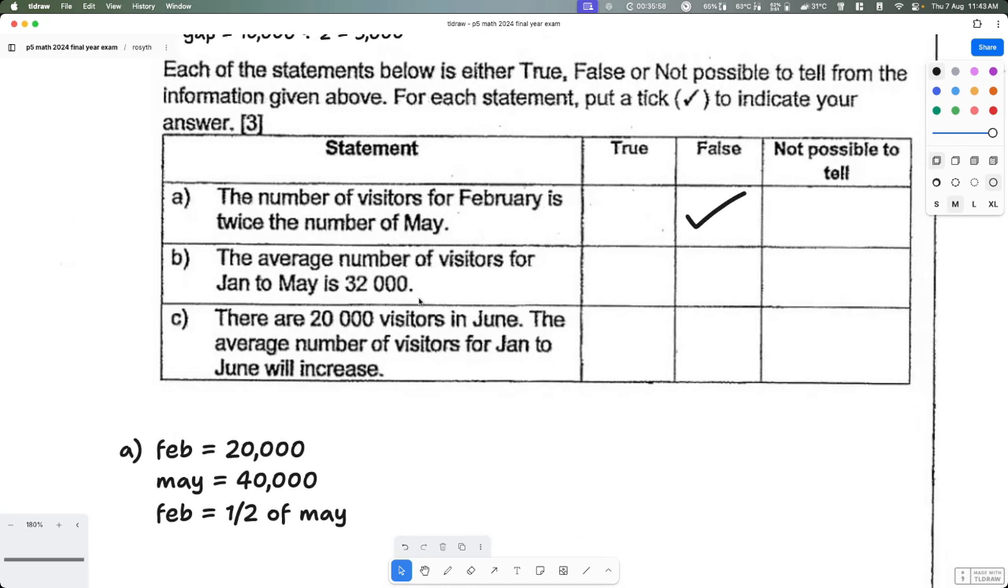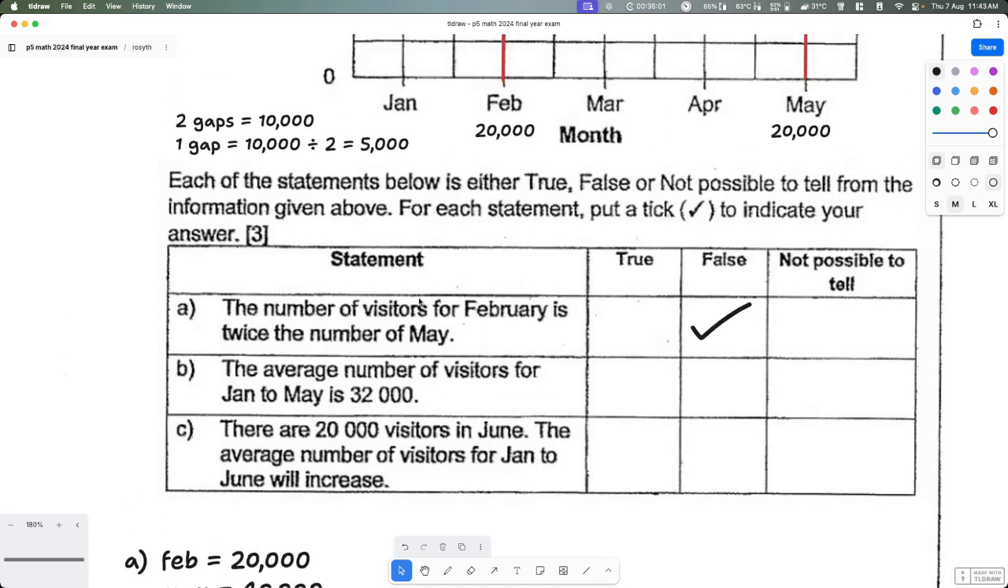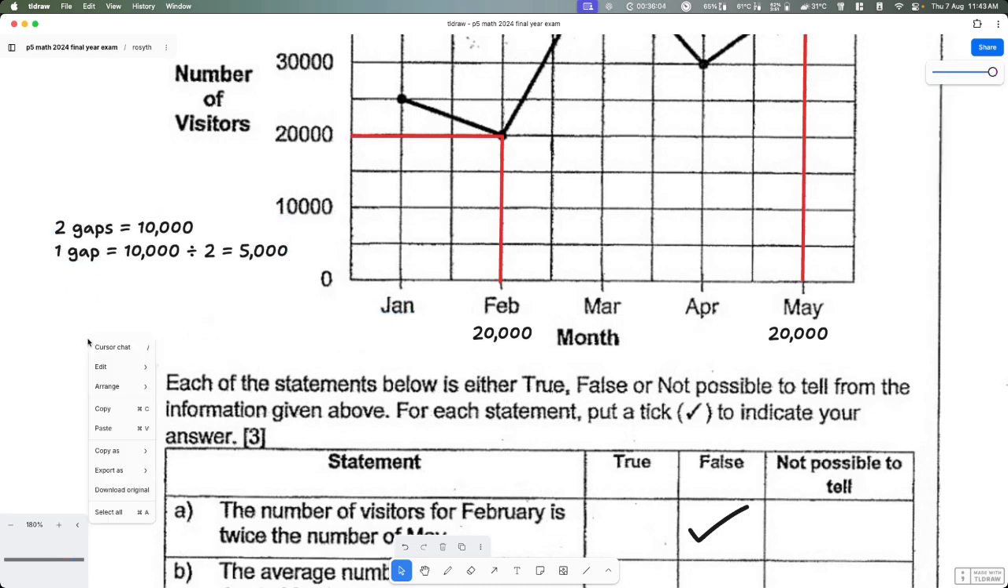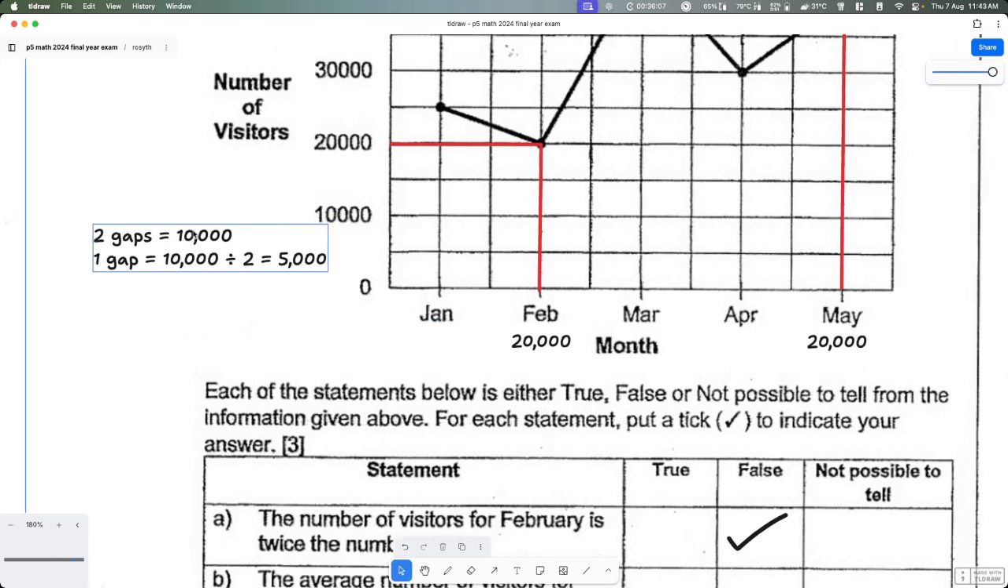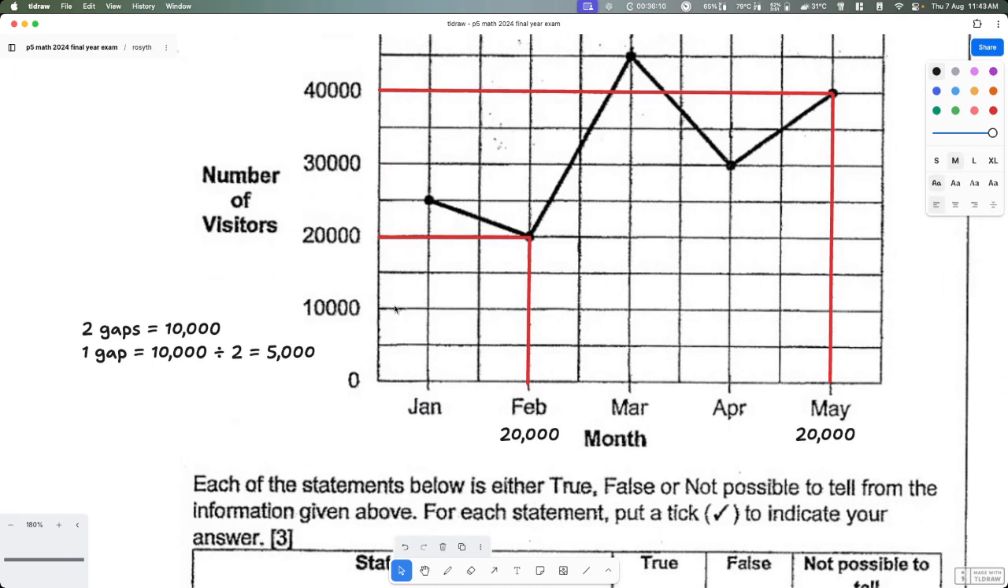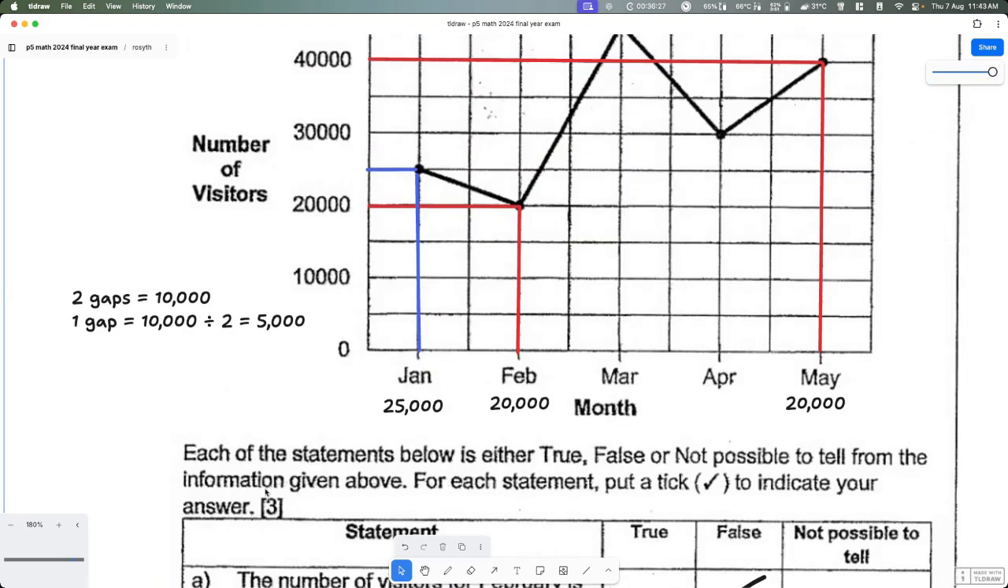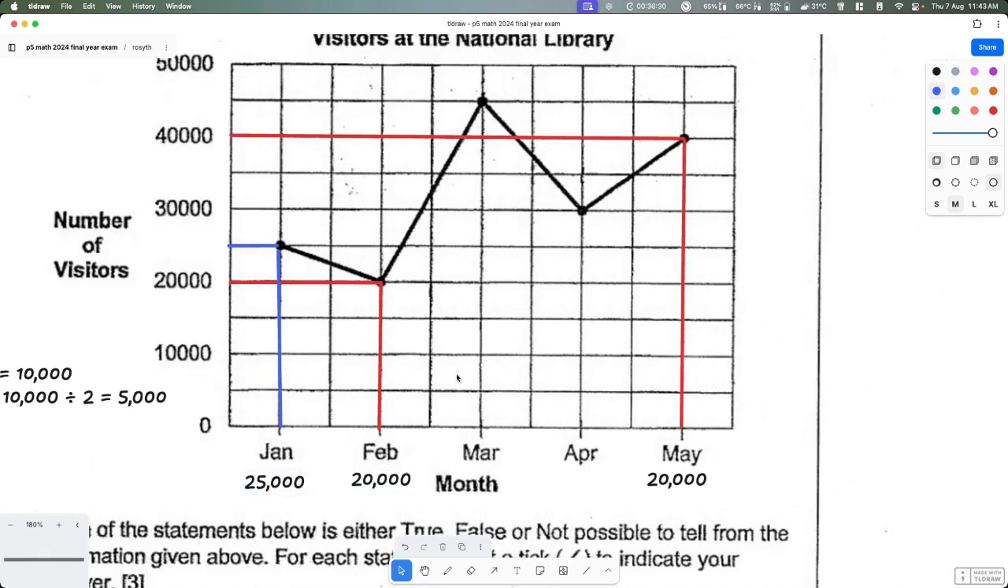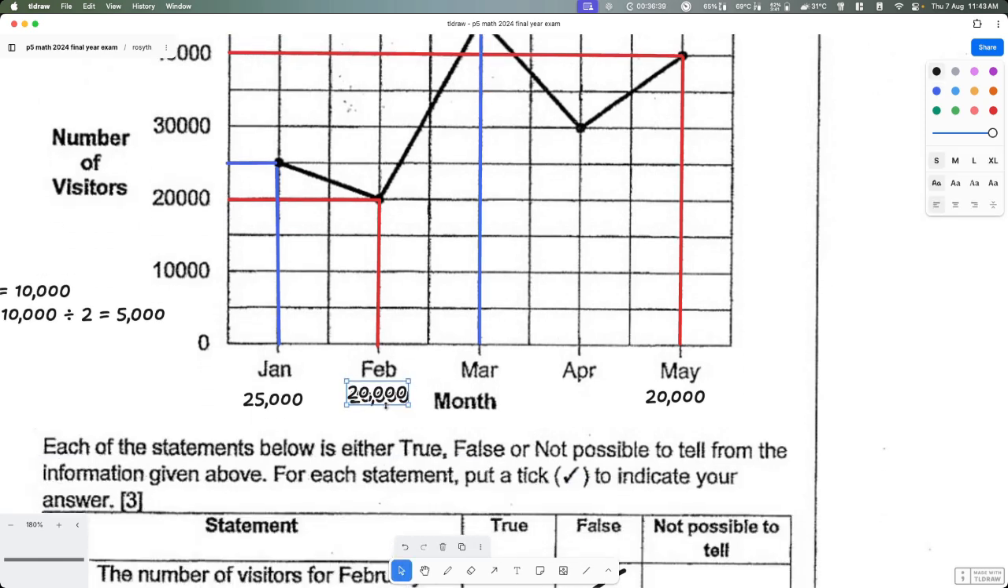The average number of visitors for Jan to May is 32,000. Okay, so let's calculate everything. So for January over here, I'm gonna make this blue, right? So I'm gonna create a line. So January over here is half of 30 to 20. So in this case over here, I'm gonna say that this is 25,000. Okay, so for the month of March, if you draw this line, this will be 45,000. That's what I see over here.